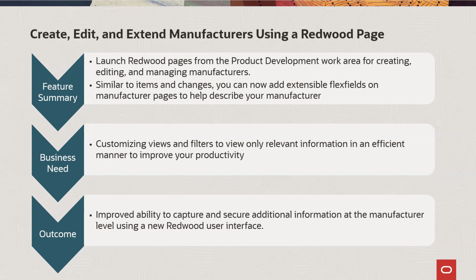product development. And then also, similar to items and changes, you can add extensible flex fields to manufacturer pages to help describe your manufacturer. You can also customize views and filters in the search results of the Redwood Manage page and only display relevant information for specific users or groups. This will help improve the ability to capture and secure additional information about your manufacturers.